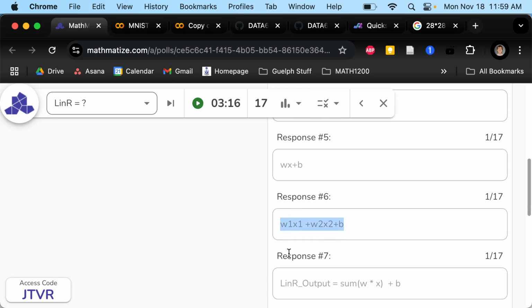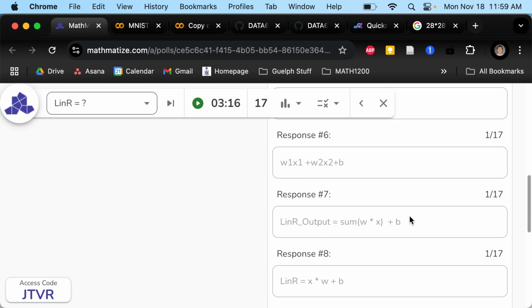Here's somebody who wrote it out. Of course, you can't do this one because you don't know how long it's going to be. In our case it's 784, but you need the computer to somehow do it. I guess you could do it with a for loop or something. This person has rescued it. This person knows exactly what's going on. If you do the sum of w times x, plus b, that will work.